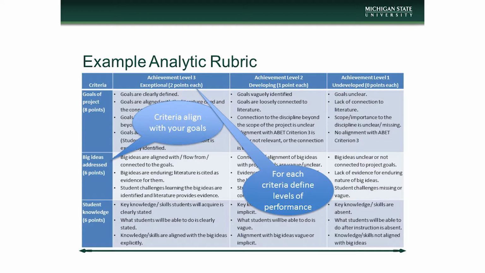So the criteria, these things on the rows, should align with your goals. And then the rubrics levels define levels of performance. So you can think, again, make a matrix like this to think about how you would start doing your criteria for your rubrics.